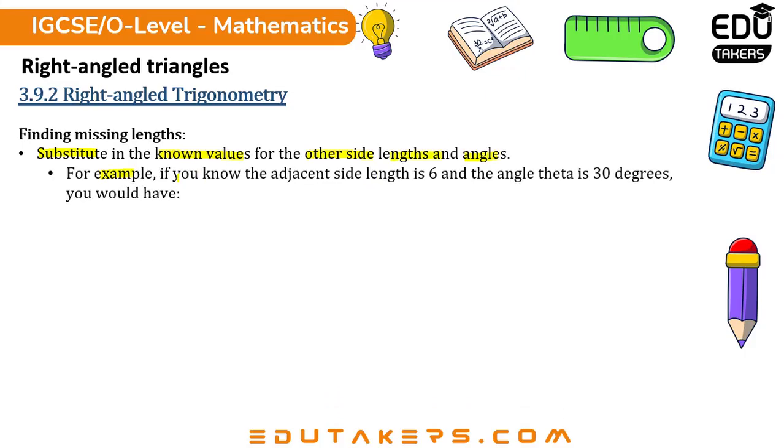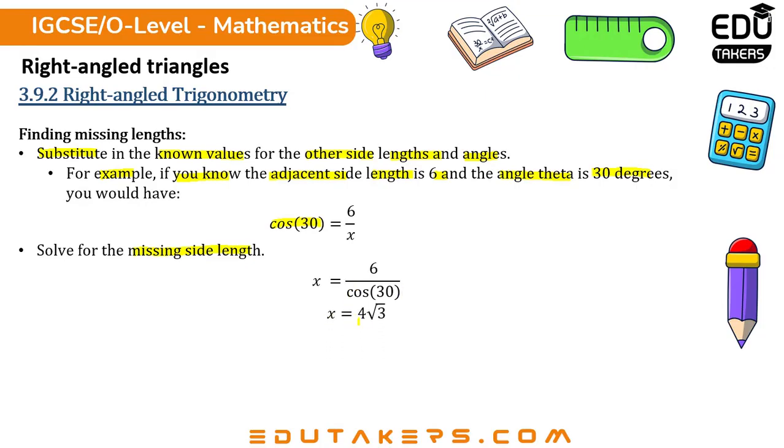For example, if you know the adjacent side length is 6 and the angle theta is 30 degrees, cos 30 equals 6 over x, as cos theta equals adjacent over hypotenuse. Now solve for the missing side length. x equals 6 over cos 30. Then x is equal to 4 root 3.